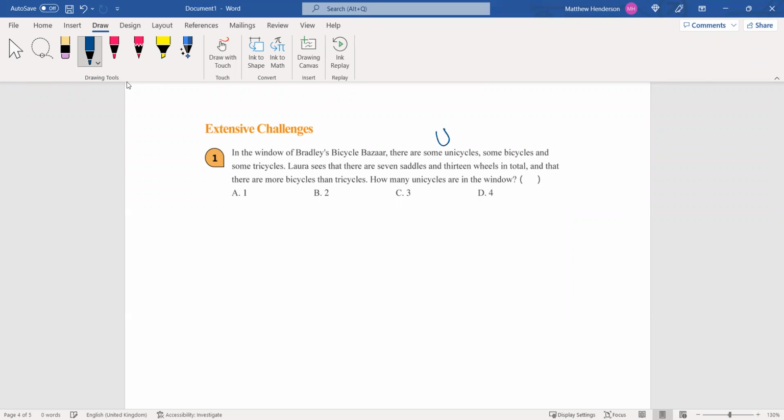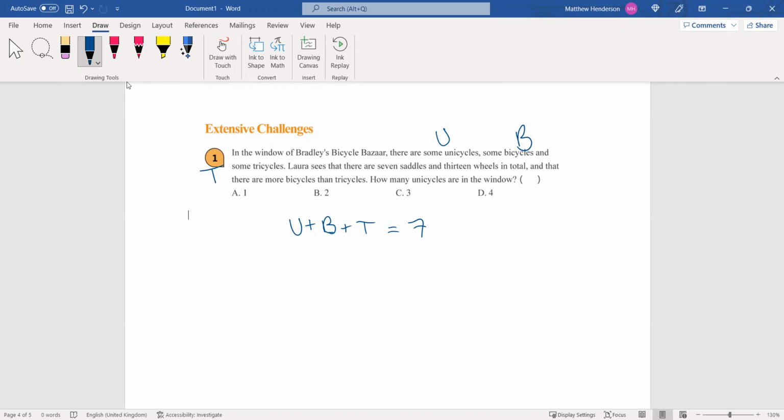So let's call the number of unicycles U, the number of bicycles B, and the number of tricycles T. Each of these vehicles only has 1 saddle. So in total, we've got U plus B plus T saddles, which is 7, because each of these things only has 1 saddle. So the number of unicycles, for example, is the same as the number of saddles.